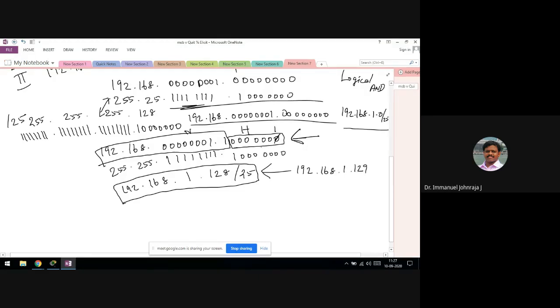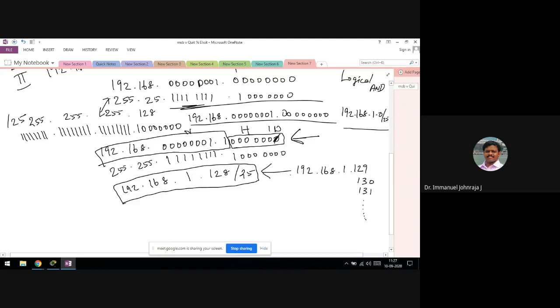192.168.1.129, because 1 followed by 7 zeros is 128. This 0 is changed to 1, so it is 129. What will be the next number? 10. So the next number will be 130. Then after that number, this becomes 131 and so on.